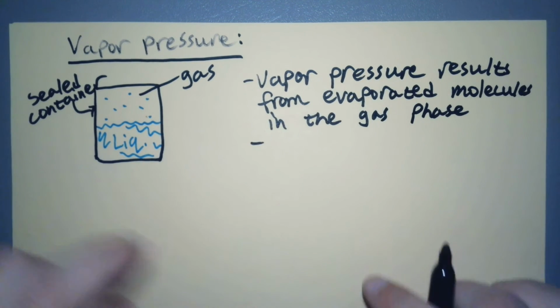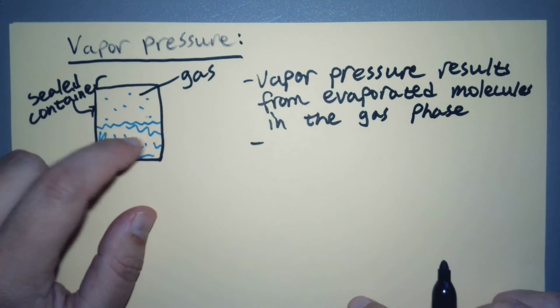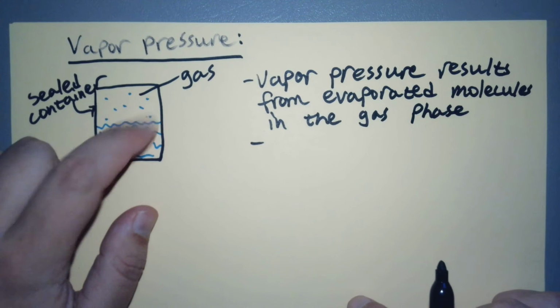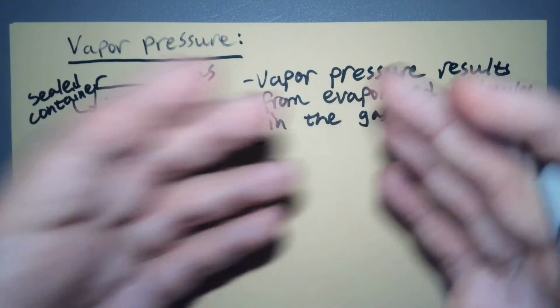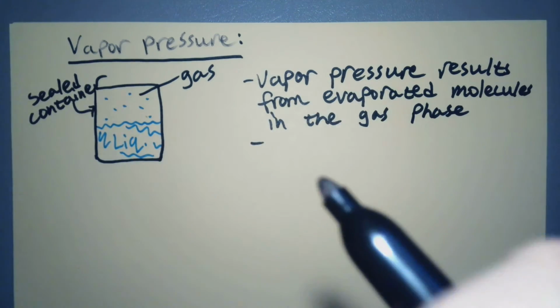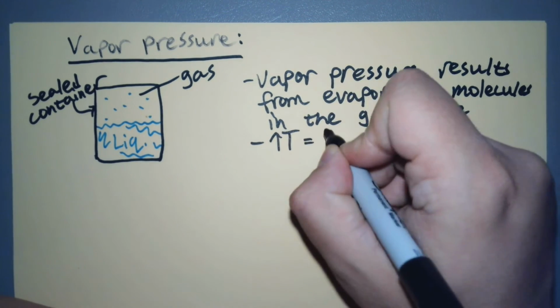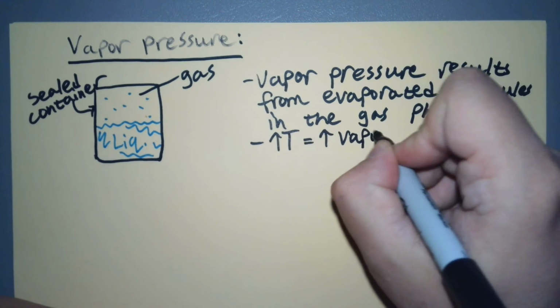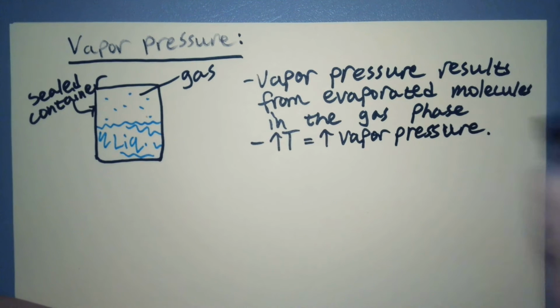Now what happens is, if we increase the temperature of our liquid, the molecules are going to start moving faster, and more of them are going to have escape velocity. So we're going to end up with more particles in the gas phase. More particles in the gas phase equals more pressure. So increasing temperature is going to equal an increase in the vapor pressure. And you can look at the table in the book and confirm this, because there's a table for the vapor pressures of water.